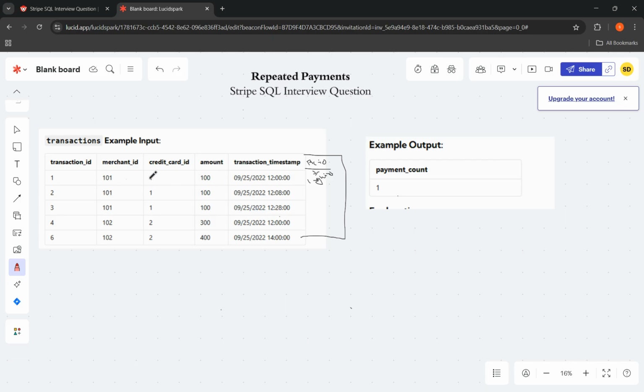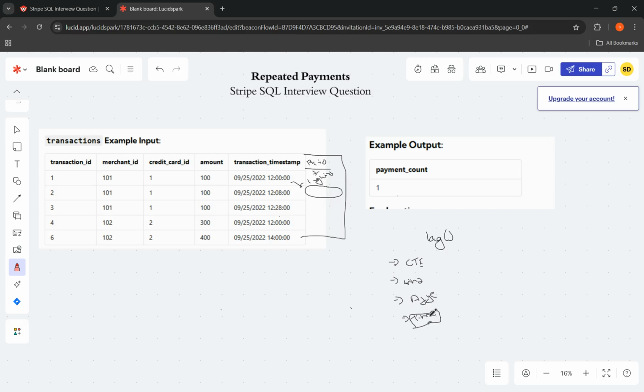So for example, in the first record we will not have any previous timestamp because it's the first, and in the second, because the merchant ID, credit card ID, and the amount are the same, we will get one transaction timestamp which will be this, and this we can do with the help of the lag window function. So in this solution, we will be using a common table expression, window functions, aggregate functions like count, and time functions for extracting the epoch and converting to minutes.